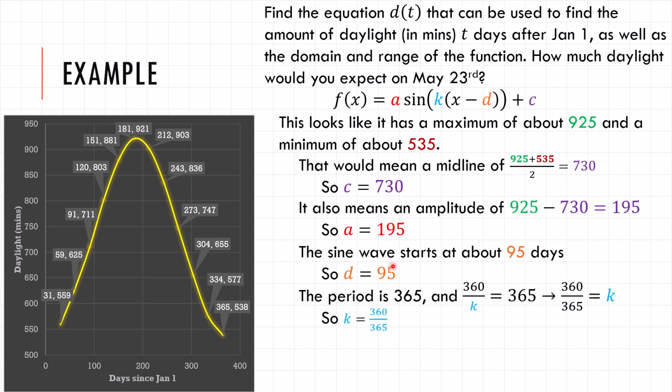Now that I know my four variables, I'm going to change my function from f of x to d of t, and so the independent variable would be t. My function d of t, the number of minutes of daylight t days after January 1st, can be found by using this exact equation.